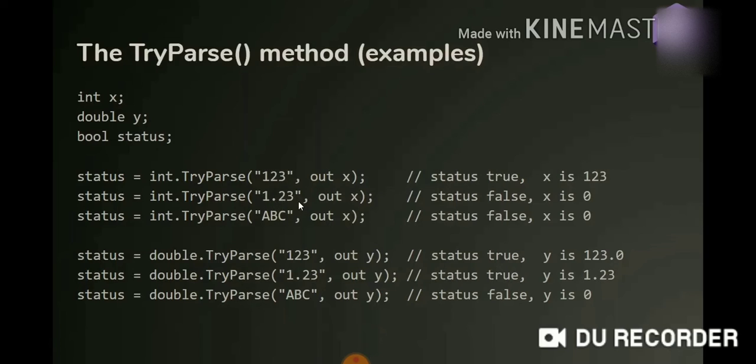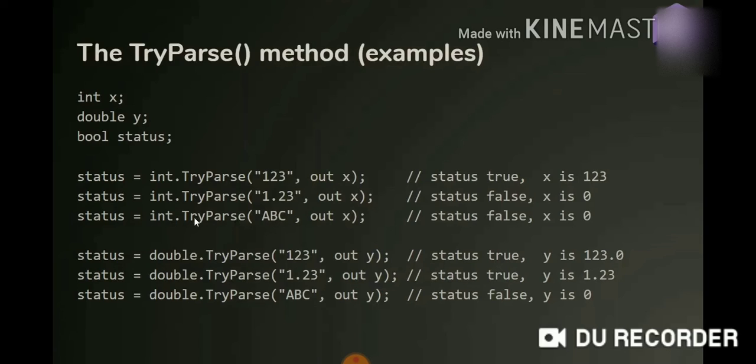If I were to pass in the string "123", which has the numbers 1 2 3 in it, and then try to parse it into an int, well, this method is going to convert "123" to the actual number 123. So TryParse will return true, and the value assigned into x will be the number 123. So status will be true, and x is assigned the value 123.